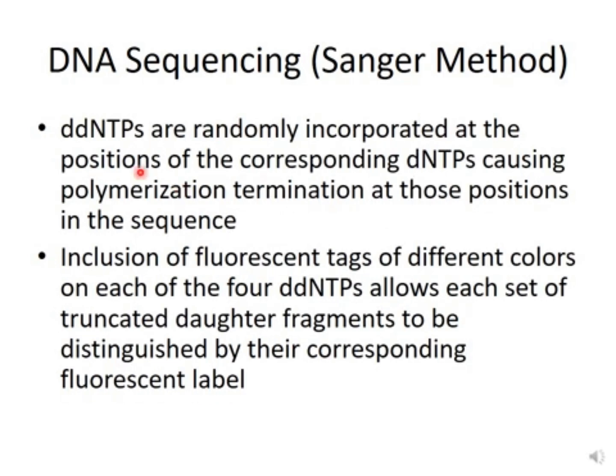So as I just mentioned, the ddNTPs are randomly incorporated at the position of the corresponding dNTP. This causes the polymerization process to stop at the position where the ddNTP is added. Nowadays, there are fluorescent tags included for each type of the 4 ddNTPs. This helps us recognize what the last nucleotide on the truncated daughter fragment is. So we can distinguish it using fluorescent colors and tags from other ddNTPs.